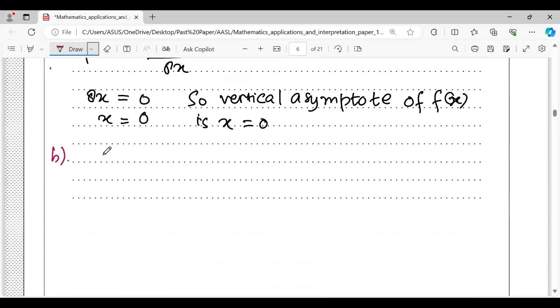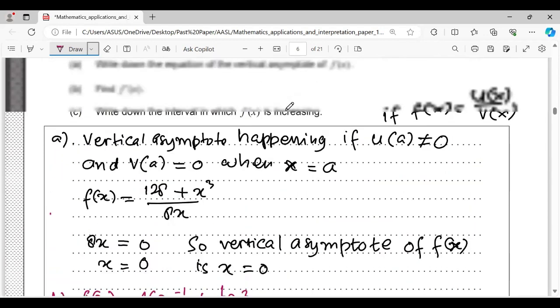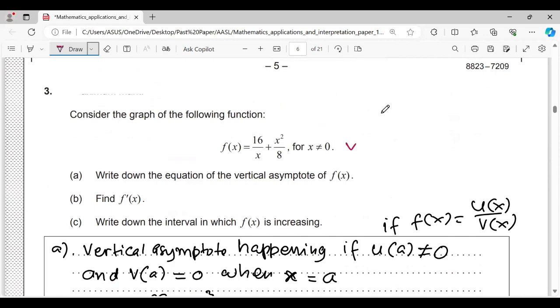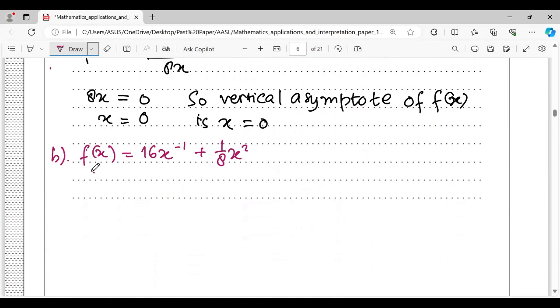Find the derivative of f(x). So if f(x) equals 16x to the power minus 1 plus 1/8 x squared, simplified from this form, the derivative is minus 16x to the power minus 2 plus 2 over 8 x, or minus 16 over x squared plus x over 4.